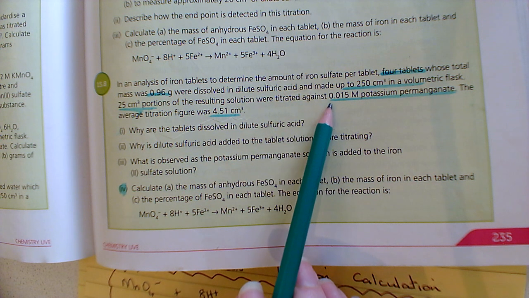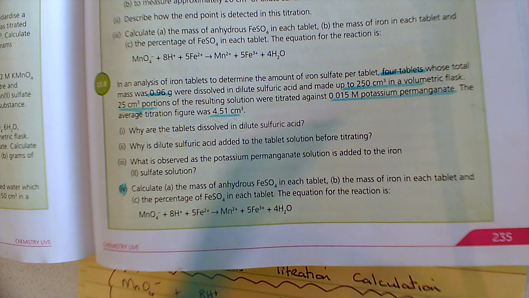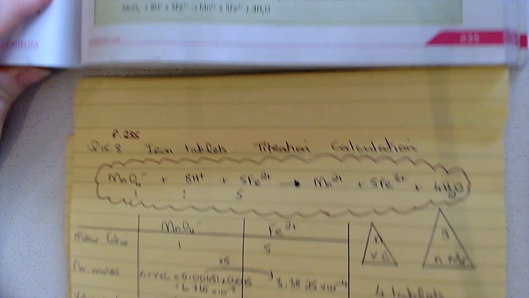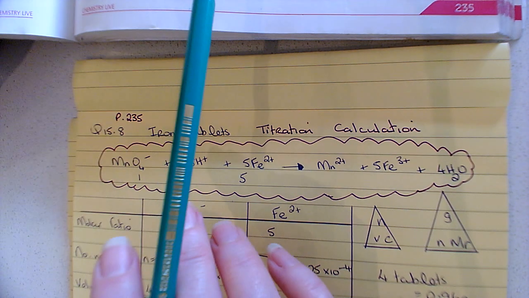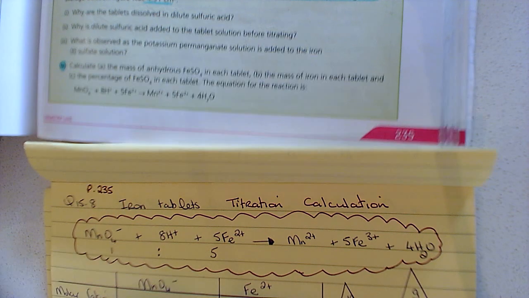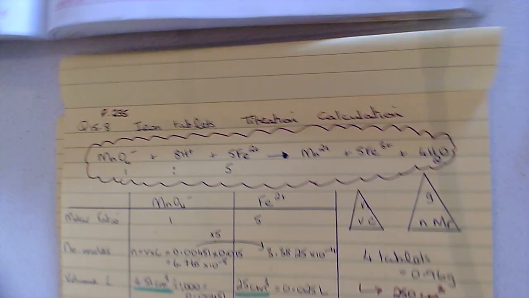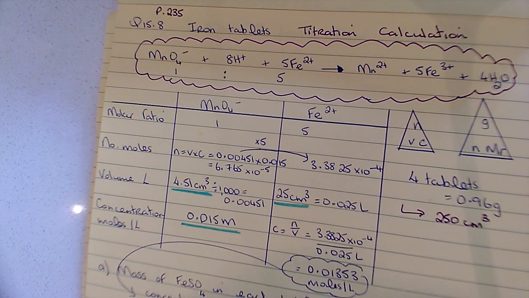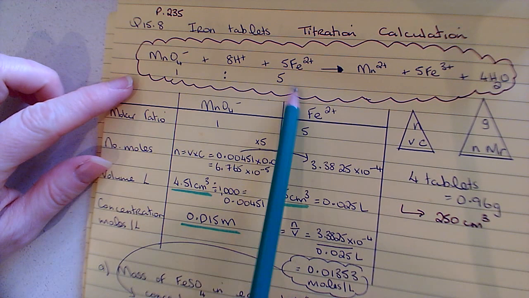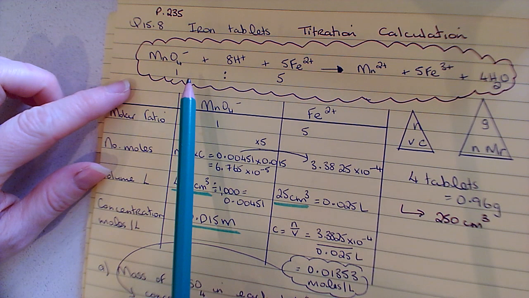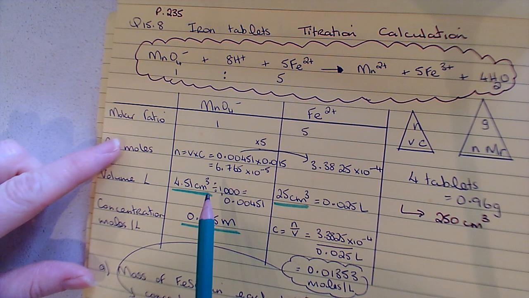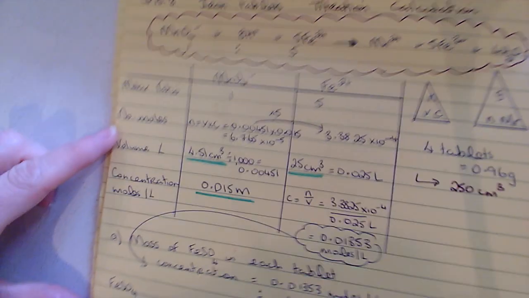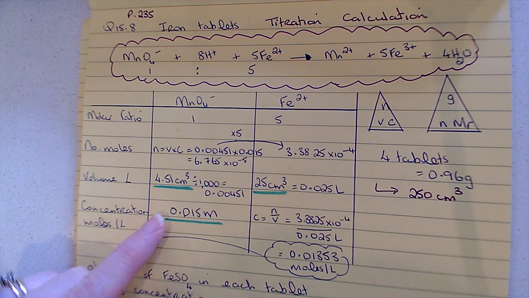titrated against the 0.015 molar potassium permanganate solution. So what I've done is, first of all, written out my balanced equation for this reaction, and that's given to me in the question also. I have just gotten my table together. So I'm comparing permanganate with iron, and the reaction ratio there is 1:5. I highlighted in blue the details from the textbook, from the question, and popped them into my table.